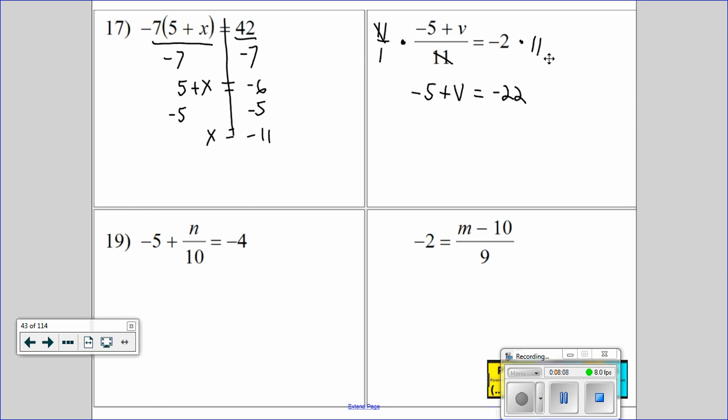All right, now I'm going to add 5 on both sides. Once I do that, I have a negative 22 plus 5. I'm going to cancel out my 5s here and bring down my v. And negative 22 plus 5 would be negative 17.